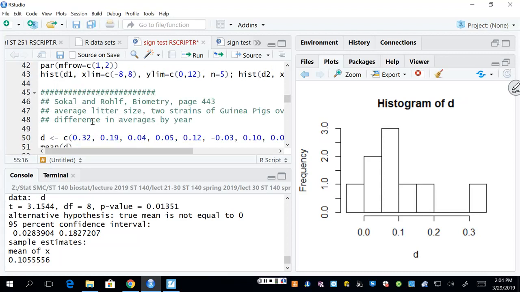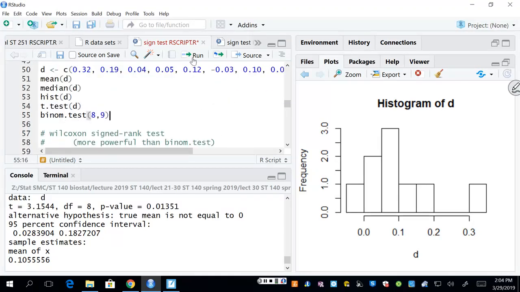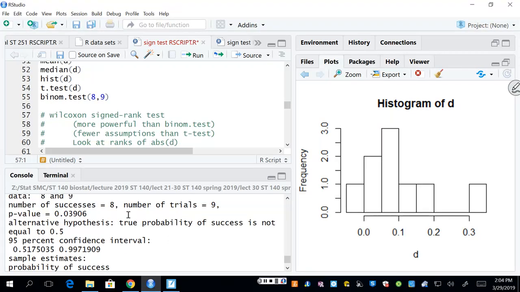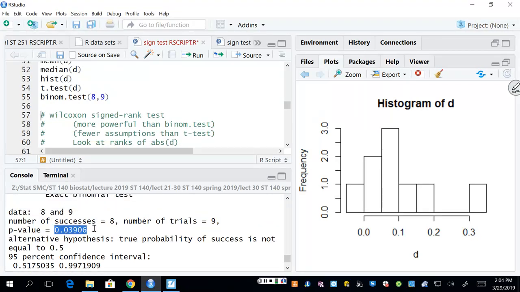Now, out of these differences, there's only one pair of these 2 different types of guinea pigs that was a negative difference, right? So it's 8 out of 9. And if you do that, 8 out of 9, you still get a significant difference here, right? And this kind of helps you. So you've done it 2 ways. They're both significant. One is sensitive to assumptions, and the other one's not so sensitive.